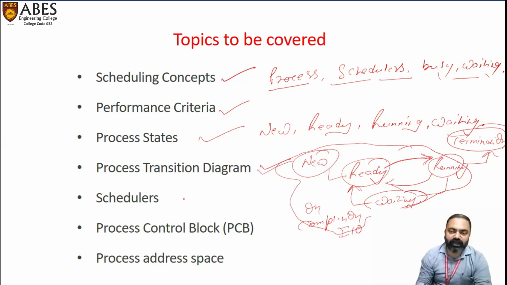Now next is scheduler. So what are the schedulers? Schedulers are the modules which are responsible for taking a process and dispatching it from one phase to another phase. There are mainly three types of scheduler: long-term scheduler, mid-term scheduler, and short-term scheduler. We will see them one by one.